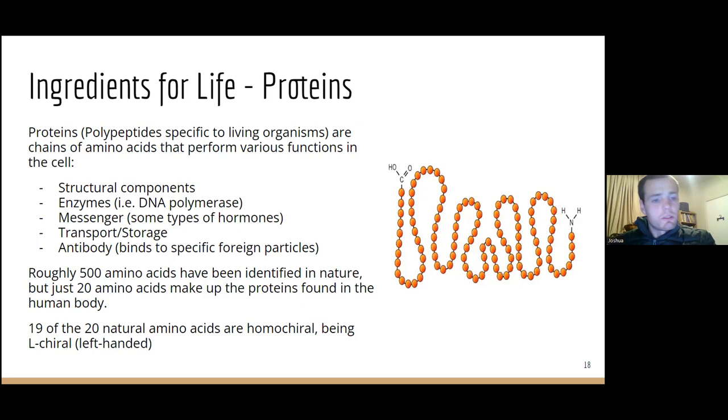There are roughly 500 amino acids that have been identified in nature, but just 20 amino acids make up the proteins found in the human body. 19 of the 20 natural amino acids are homochiral, being left-handed. So there's one there that it doesn't matter which way around it goes.